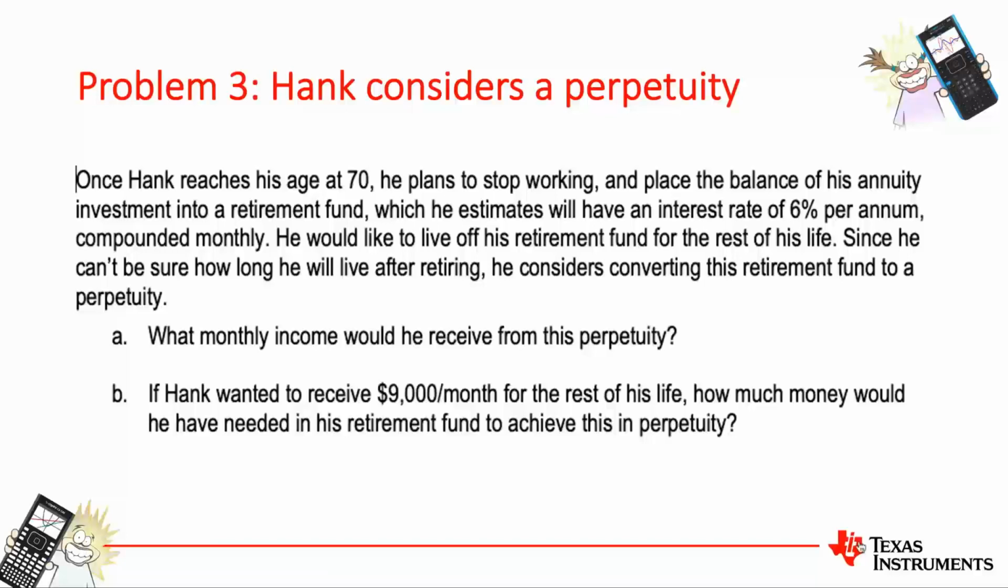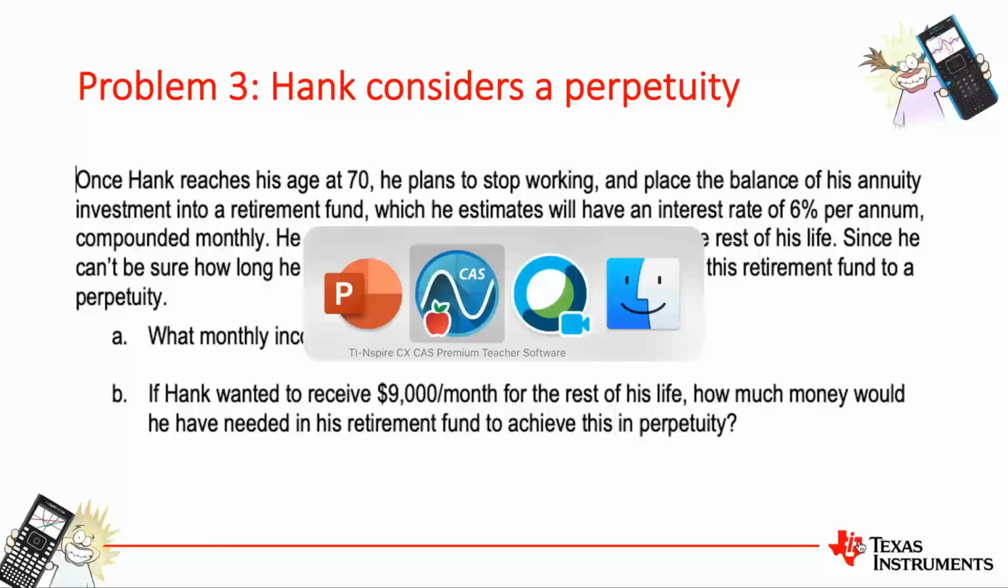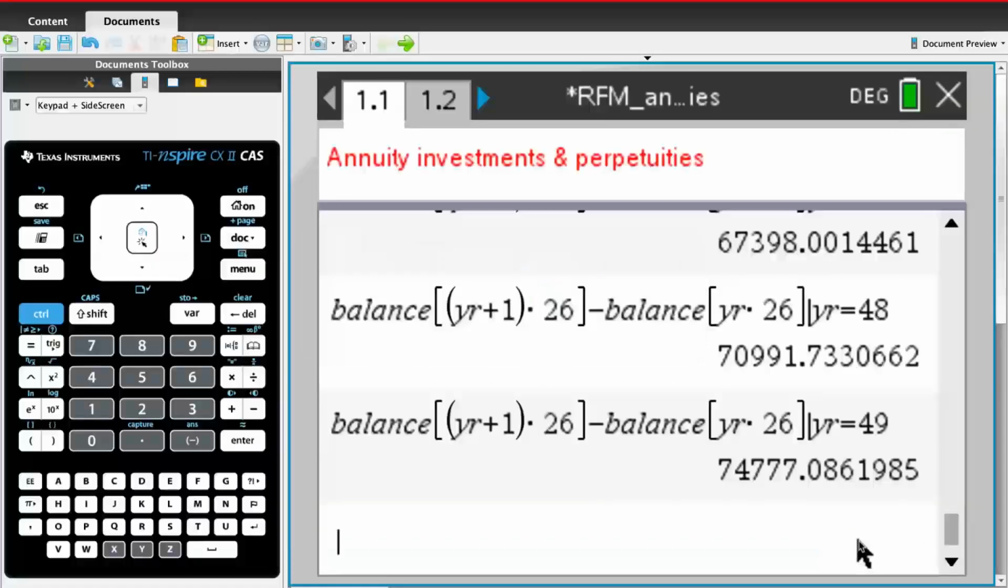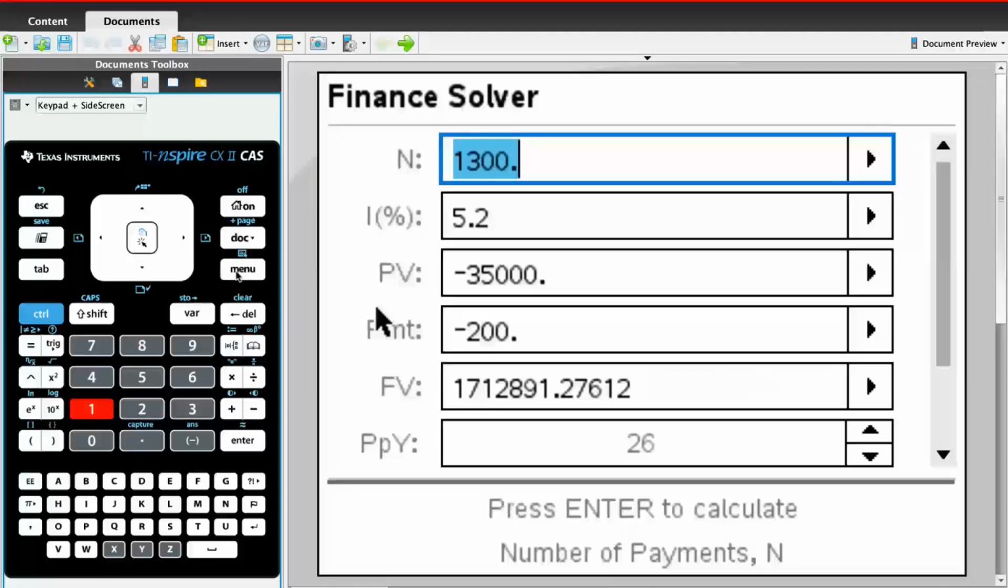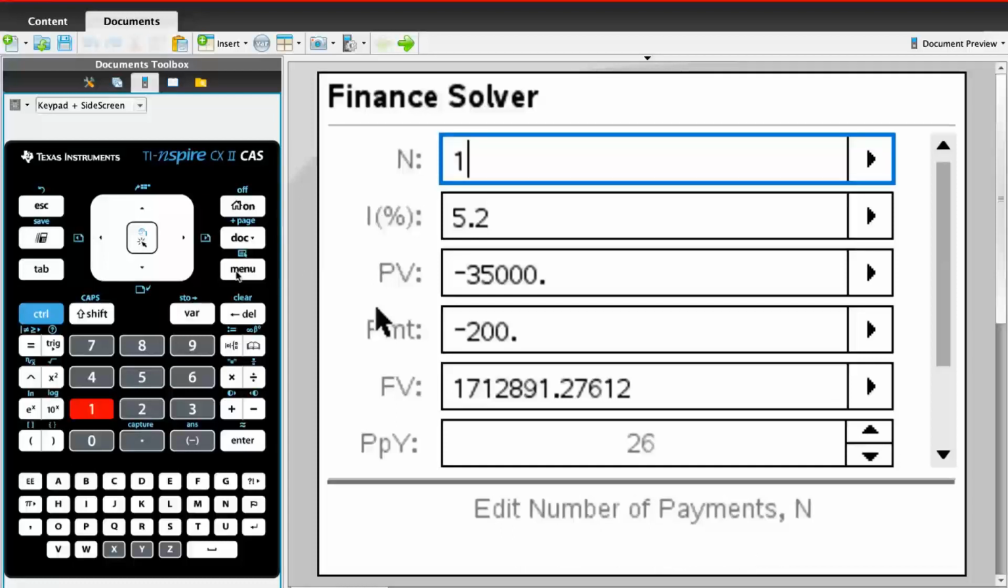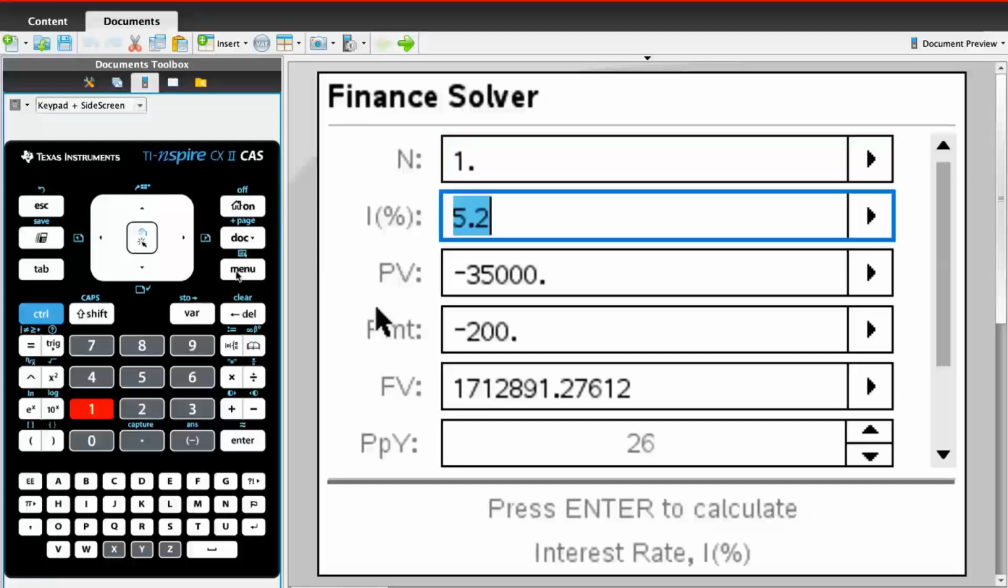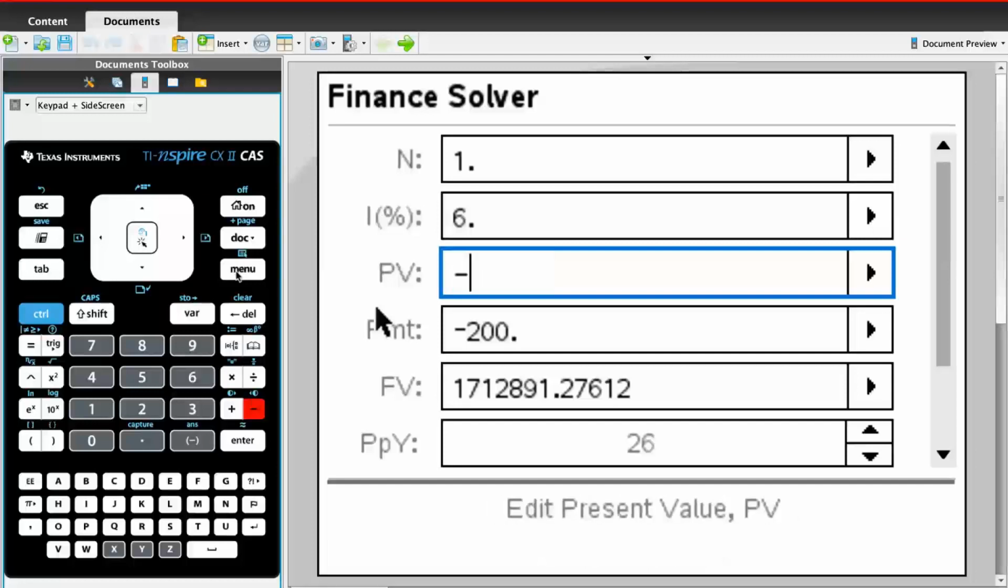Okay, so let's go back to the calculator. So we'll go into the finance solver, which is menu 8.1. Okay, and now because it's a perpetuity, the end value is not really very relevant because you're going to be able to do this forever. So let's make the other changes. I think we said it was 6%. And the amount that he had in this account was the 1.4 million. So I'll just put that in. It's a minus because we're giving it to the financial institution.